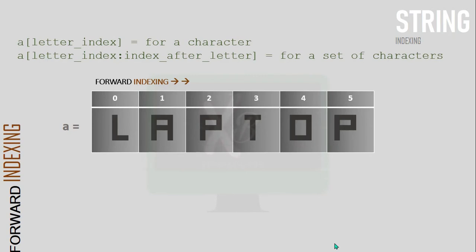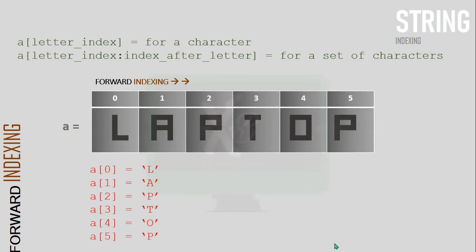Now letter_index just means the number 0, 1, 2, 3, 4, 5 for a character. So if I write A in square bracket 0, I should get L. A in square bracket 2, I should get P. I'm going to show you right over here, something like this.